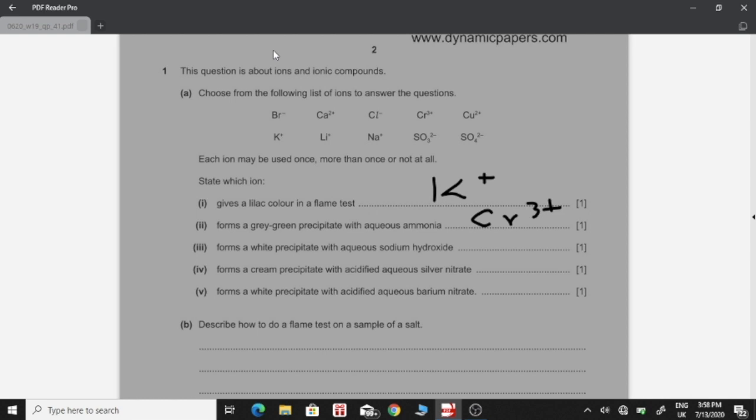Part 3 forms a white precipitate with aqueous sodium hydroxide, and this one is the calcium ion and the charge of 2+. Part 4 forms a cream precipitate with acidified aqueous silver nitrate, and this is the bromide ion. And the last one forms a white precipitate with acidified aqueous barium nitrate, and this one is the sulfate ion.